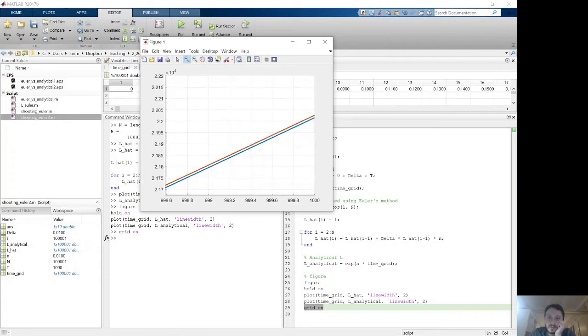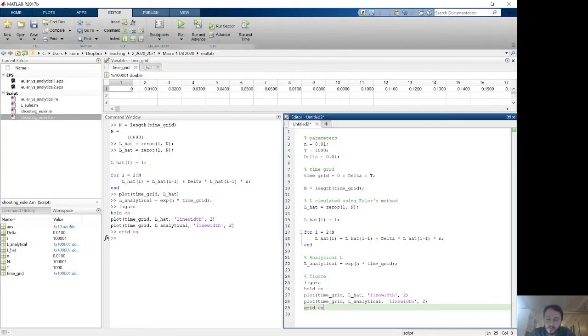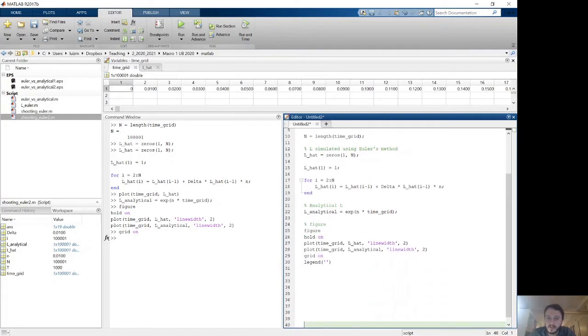to each other. Can you see that in the last period here we have a very small difference between the two population sizes? The red one is the one in which we use the Euler method, and the blue one is the analytical, I think, or the opposite. So we can see this by just creating a legend here. The first one is L hat, so we put L hat. The second one is L analytical.